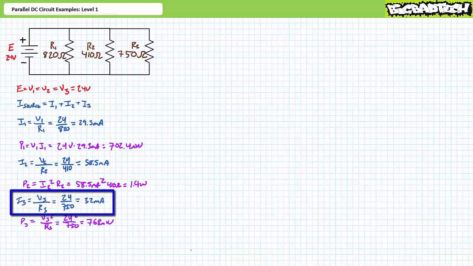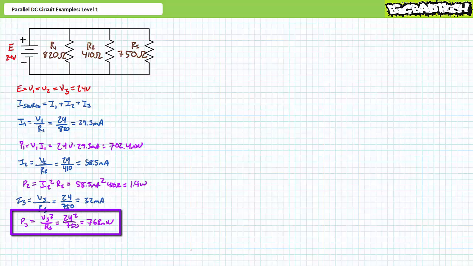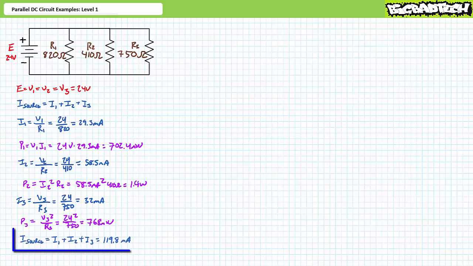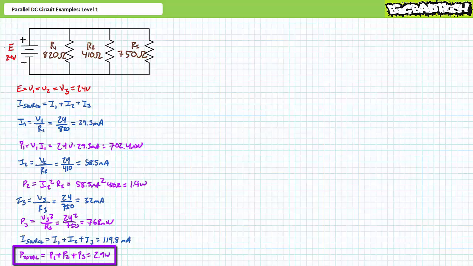Finally, I3 equals V3 over R3. Substituting our given values yields 32 milliamperes of current. P3 equals V3 squared divided by R3. Substituting our given values yields 768 milliwatts. Source current equals I1 plus I2 plus I3. Substituting our calculated values yields a source current of 119.8 milliamperes. Finally, power total equals P1 plus P2 plus P3. Substituting in our calculated values yields a total power of 2.9 watts.